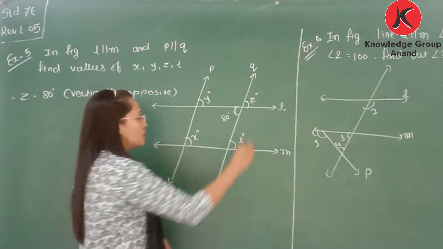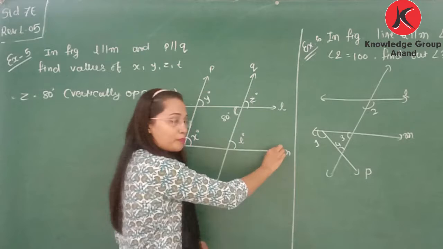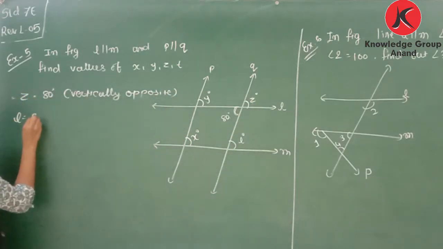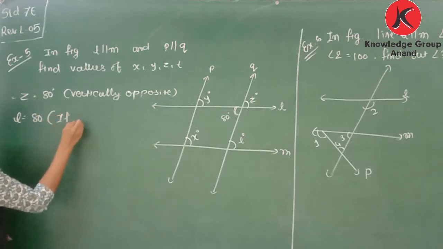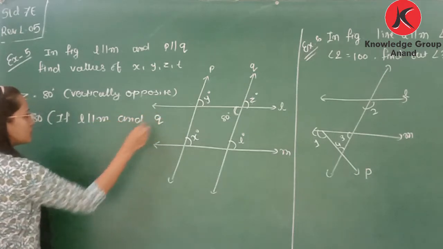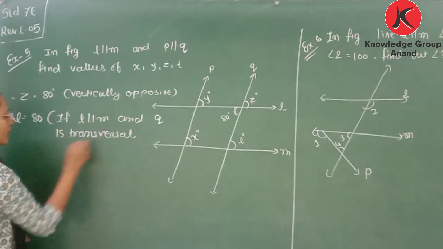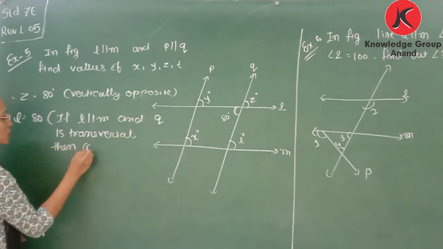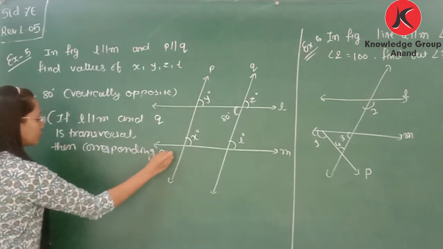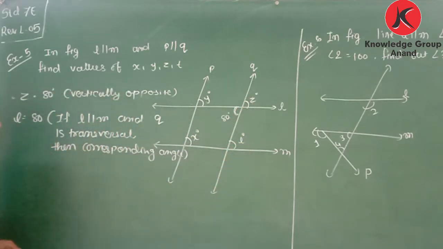Okay. Now z and t are corresponding angles if L and M are parallel lines and the transversal is Q. So we can write t is also 80 degrees. Reason: if L is parallel to M and Q is transversal, then corresponding angle. It corresponds to z, so t is also 80.